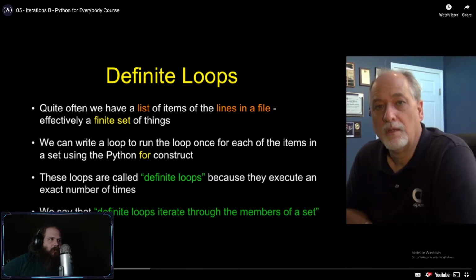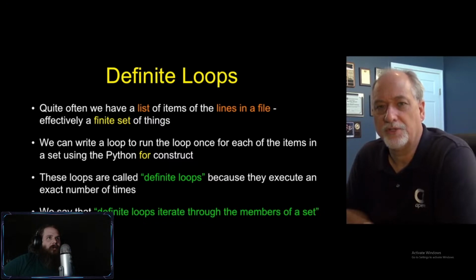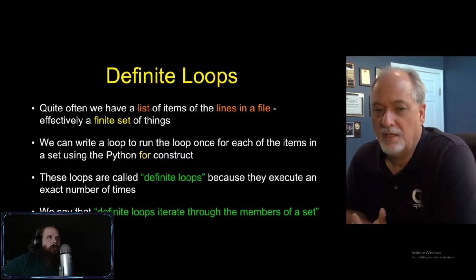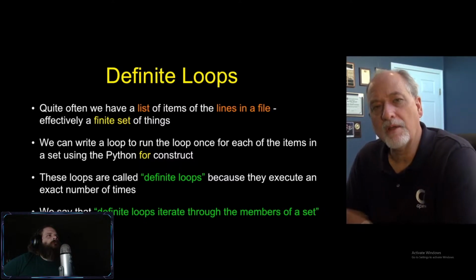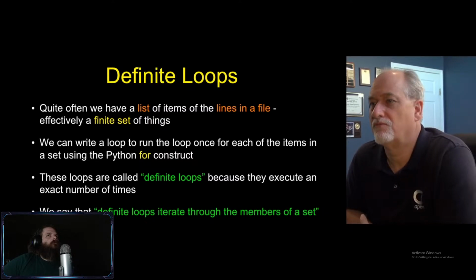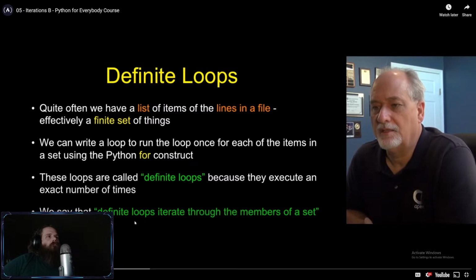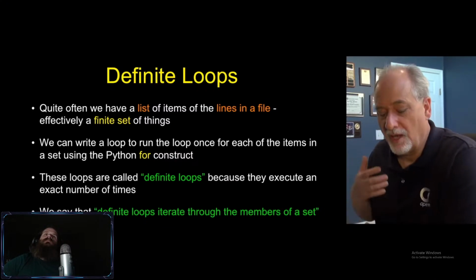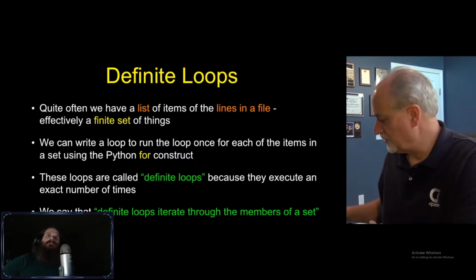So definite loops use the for keyword, and the idea of a definite loop is it's going to loop through some set of things. It might be a set of lines in a file, a set of characters in a string, or a set of strings in a list of strings. Whatever it is, it's going to run a finite number of times depending on the thing it's looping through. And we like this. It's an easier way to construct it, and we don't have to deal with the iteration variable. The for loop includes a mechanism to construct the iteration variable for us. So definite loops iterate through the members of a set.